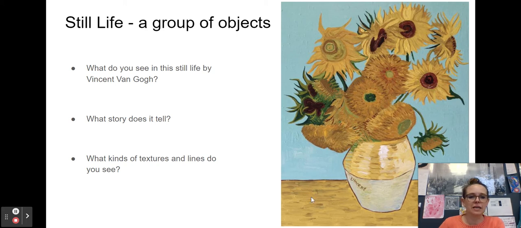Did you see a bunch of flowers or sunflowers? What kind of textures, visual textures, did you see? Some of these look a little furry or a little fuzzy. The vase looks like it maybe has some stripes or some textures on it too. Lines, I saw some curly lines, some straight diagonal lines, some kind of wavy lines in there too.